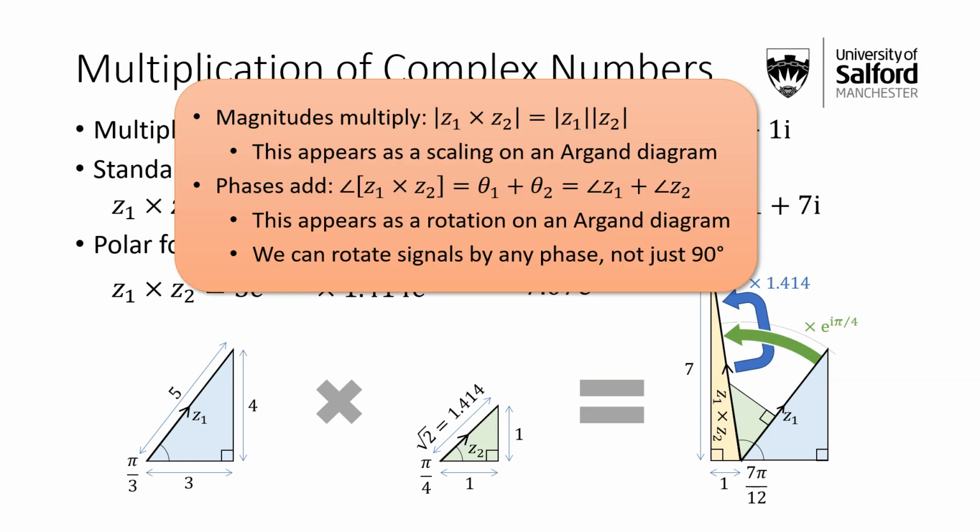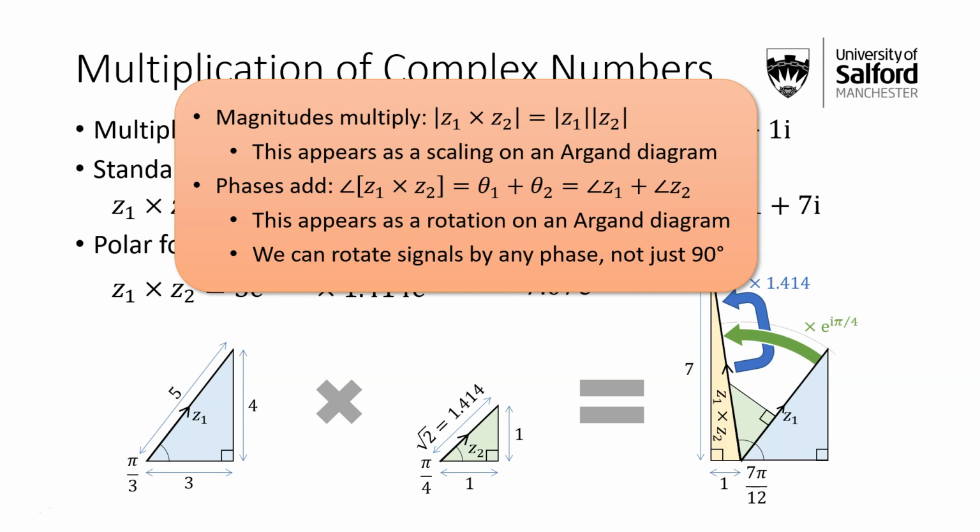So here are the key points. Magnitudes multiply. So the magnitude of two complex numbers multiplied together is the multiplication of their individual magnitudes. And this appears as scaling on the Argand diagram, and as we were seeing before, it's stretching these lines out. And then phases add. So if you look at the phase of Z1 times Z2, it is the phase of Z1 plus the phase of Z2. And this is going to appear as a rotation on an Argand diagram if you think of the second number Z2 acting upon Z1. And also you can see here that we were looking for something that would rotate by 90 degrees, but we've done a lot better than that.